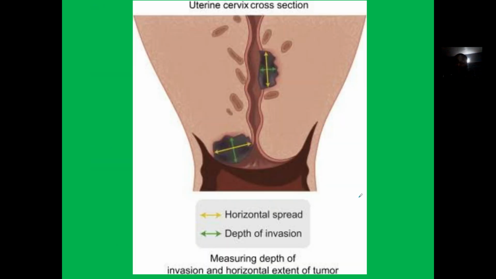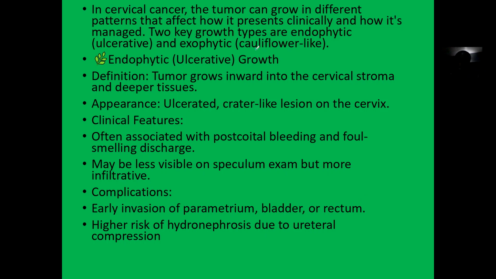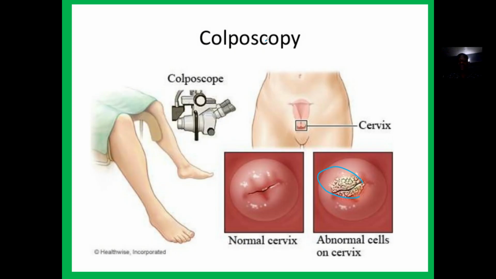Okay, so endophytic is more like it's growing inside. Cells are dying, they are becoming like scales. So in cervical cancer, tumor growth is basically in different patterns, right? So we recognize the endophytic, also known as the ulcerative, and the exophytic, also known as the cauliflower. So let's just quickly describe them.